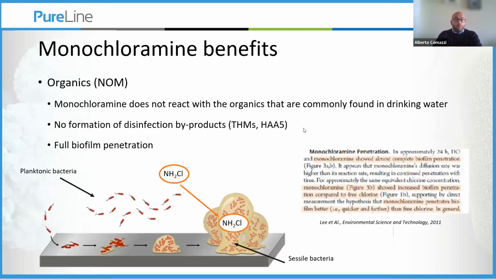Monochloramine does not react with the organics that are normally found in water. And because of that, it doesn't produce disinfection byproducts, which are trihalomethanes and haloacetic acids, which are carcinogenic products. And because it doesn't react with organics, monochloramine can fully penetrate the biofilm. So that polymeric matrix that is attached to the pipe walls, which ultimately is where the organisms will grow and start to colonize the plumbing system.